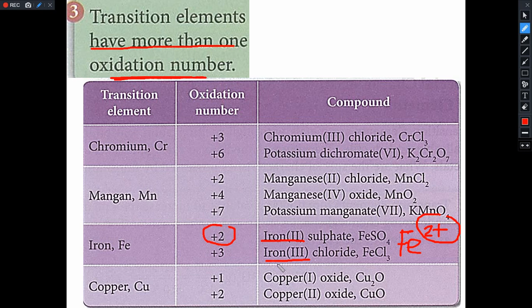And the iron 3 ion, where the formula of iron 3 ion is Fe3 positive. Because the charge is 3 positive, then the oxidation number is positive 3. We use the example of iron, and this example can explain how transition elements have more than one oxidation number. Okay, this slide is theoretical.